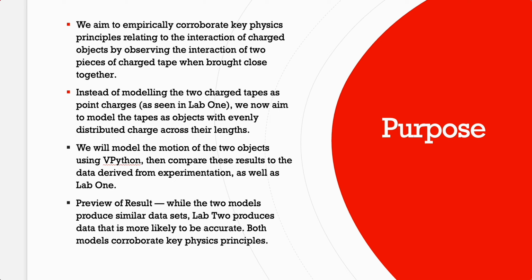Now, Lab 2 is super similar to Lab 1 with one key difference, which is that instead of modeling the charged tape as single point charges, we're going to model the tapes as objects with evenly distributed charge across their length. A preview of the result is that while the two models produce similar data sets, Lab 2 is likely more accurate, and both models corroborate key physics principles. What are these principles, you might ask?